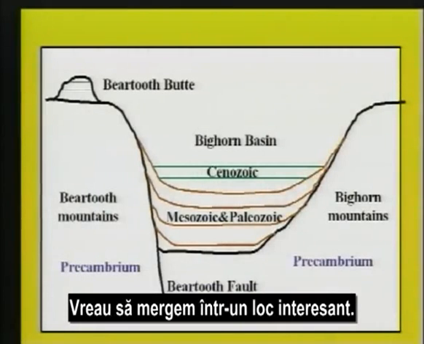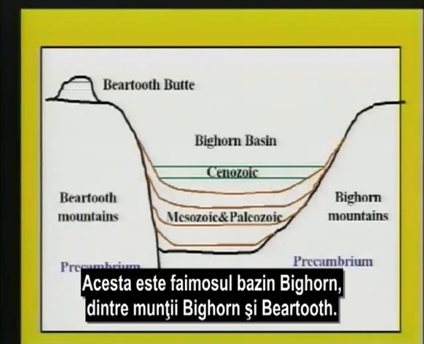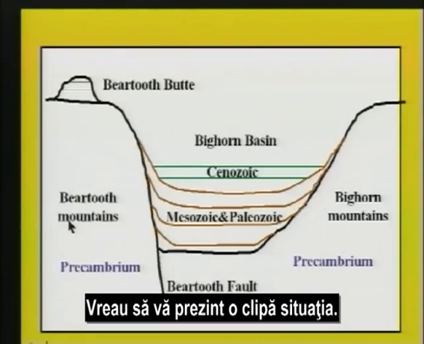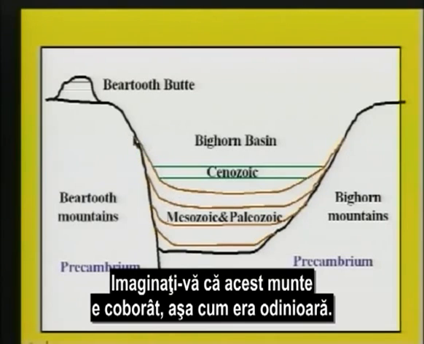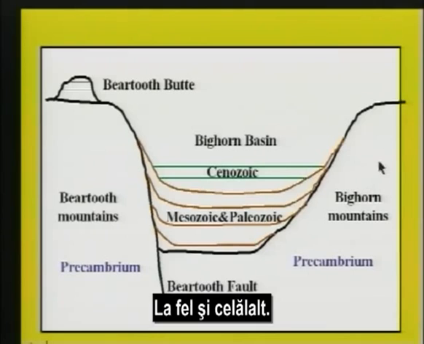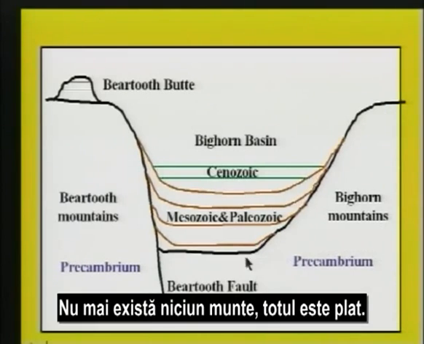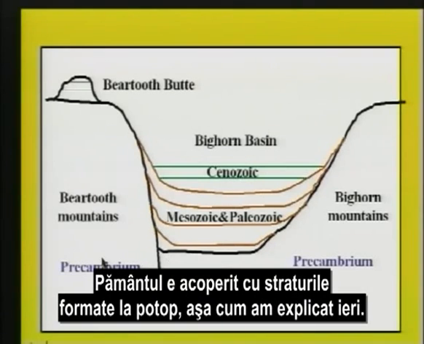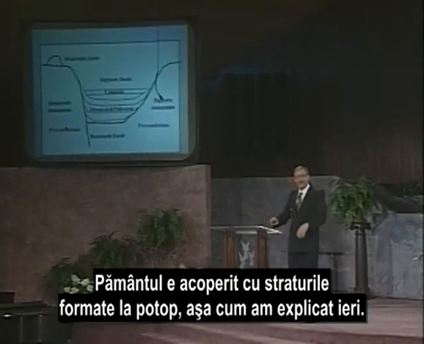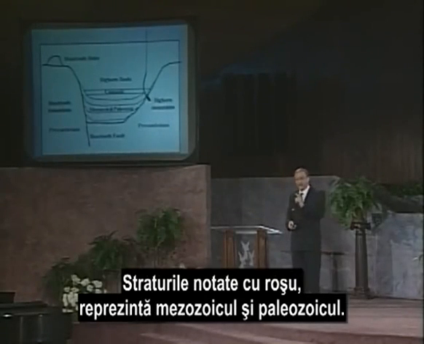Now I'm going to take you to an interesting place. This is the famous Bighorn Basin, where you have the Bighorn Mountains and the Beartooth Mountains. And I just want to run this by you just for a while. Think upon this. Imagine that you're taking these mountain tops right down to their previous level. And you're taking that one down to its previous level. So there are no mountains, everything is flat. You flatten it out, and you cover the earth with these layers that formed during the flood, as we explained it yesterday. Then you would find the following.